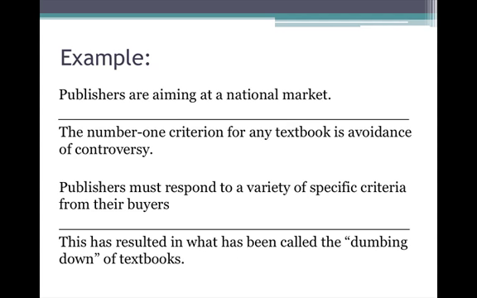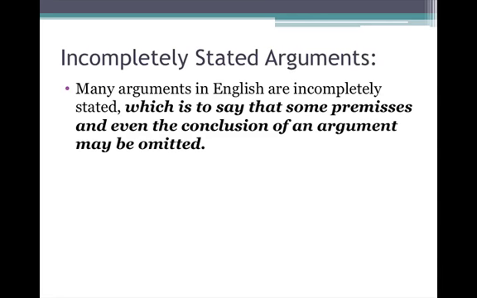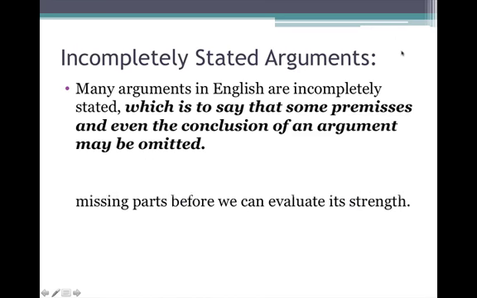This leads us into the next topic that we're going to discuss, which is incompletely stated arguments. Many arguments in English are incompletely stated, which is to say that some premises and even the conclusion of an argument may be omitted. So circumstances in which a premise or multiple premises or the conclusion is omitted, not explicitly stated, those are instances of incompletely stated arguments.